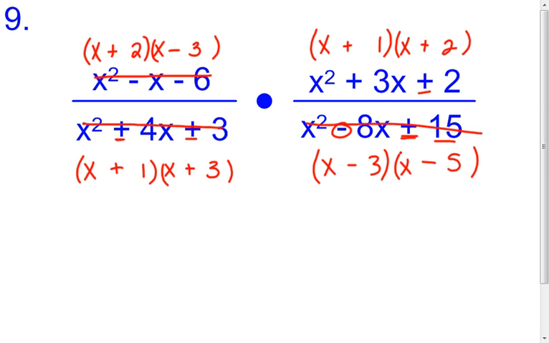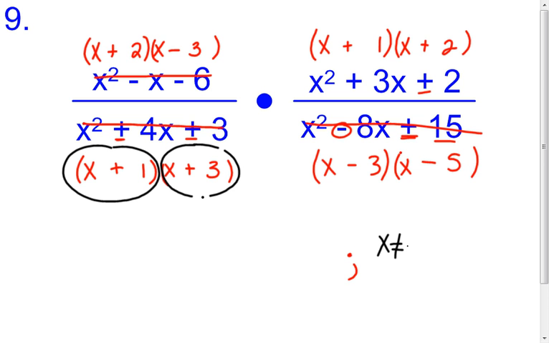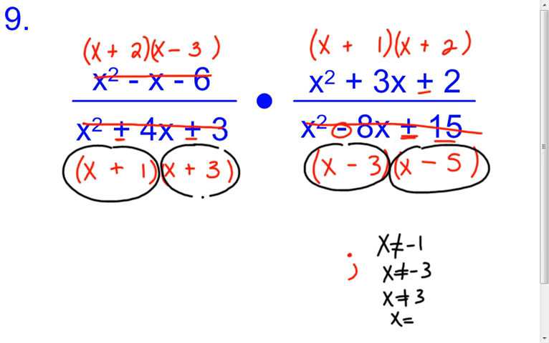Okay, so now I'm going to stop right here and realize that no matter what happens, right here, x can't be -1. Right here, x can't be -3. So I'm going to just start my list. X can't be -1. X can't be -3. Right here, x can't be +3. And right here, x can't be +5. All of those would make denominators of 0, which is not going to work.